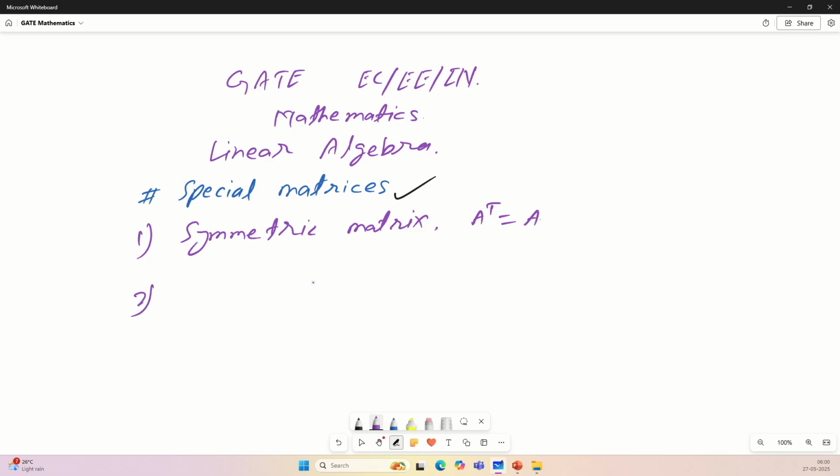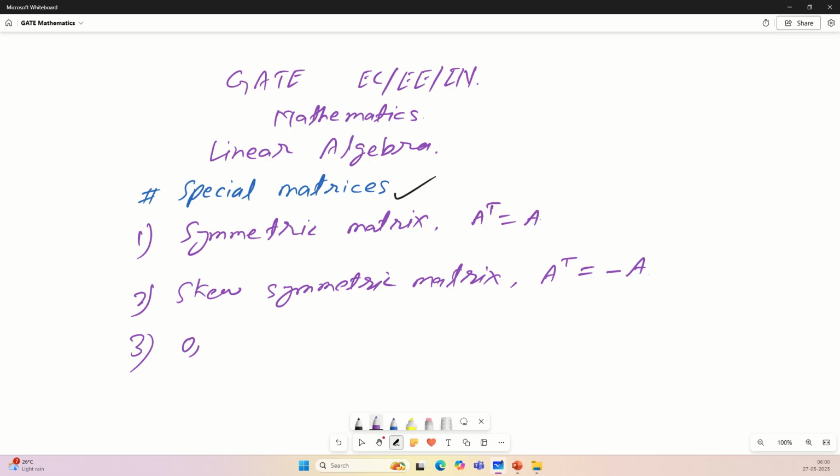Number two, skew symmetric matrix. In that case, if you find the transpose of a matrix and it is equal to the negative of the matrix A, then it will be a skew symmetric matrix.